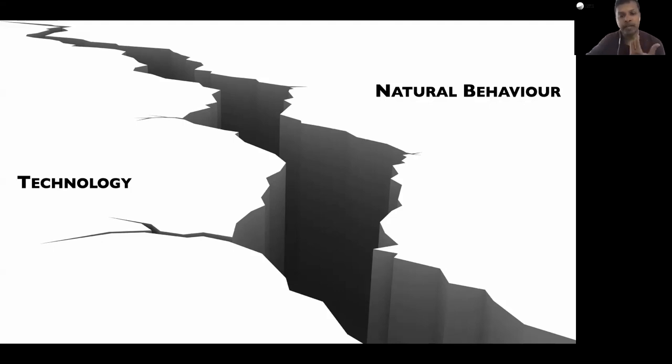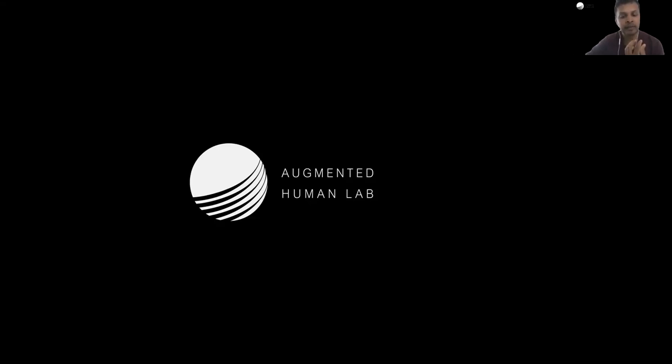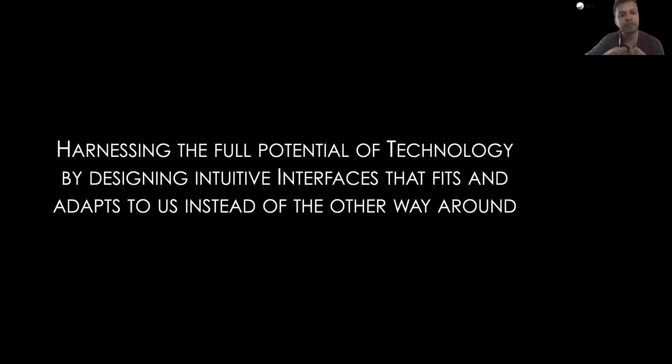What we try to do in our lab is to come up with ways to bridge this gap. Specifically, we are looking at how we can design new interfaces so that we can harness the full power of technology by building the right interface between the man and the machine, in a way that the primary principle is that the amount of adaptation the user has to do should be minimal, whereas most of the adaptation should happen from the technology side.